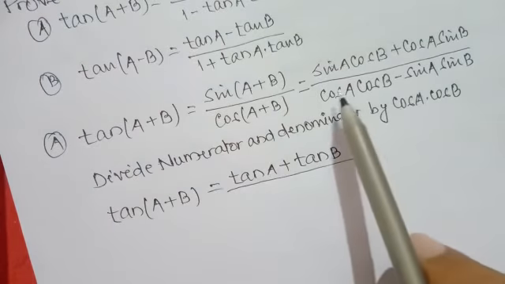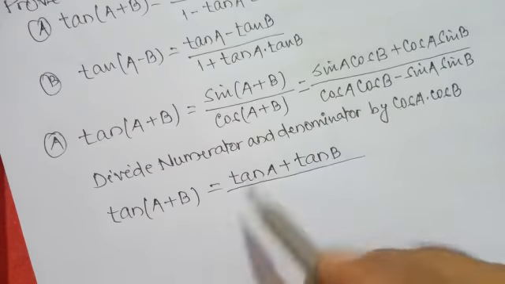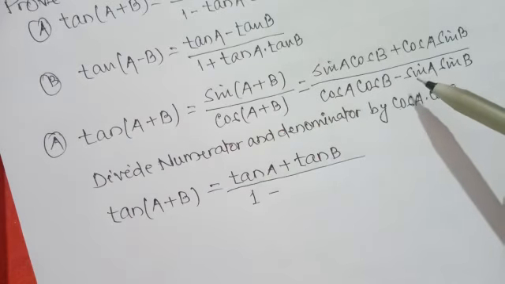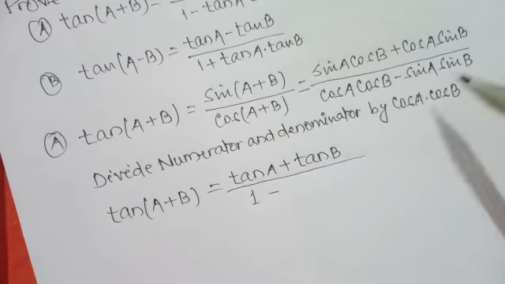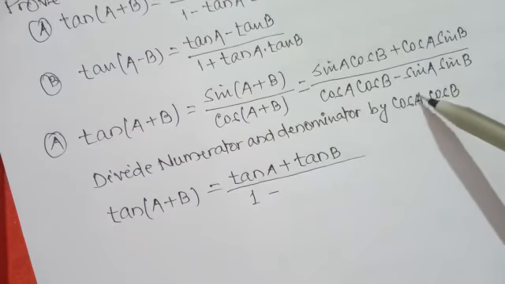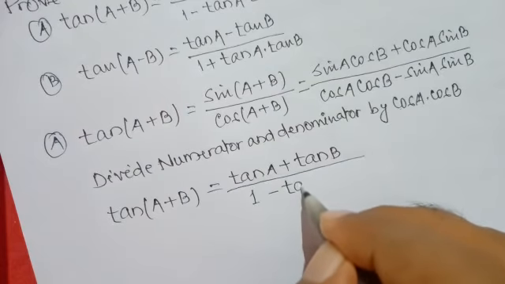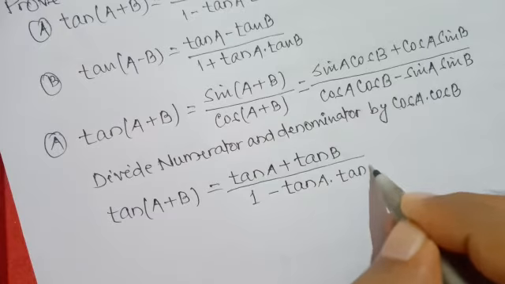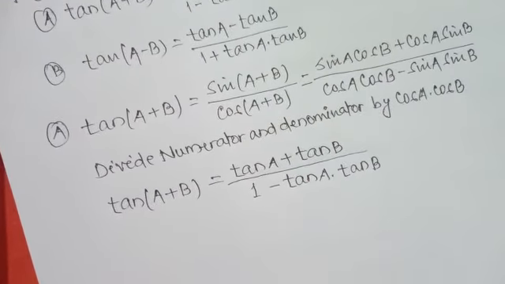In the denominator, cos A cos B when divided by cos A cos B becomes 1, minus sin A sin B divided by cos A cos B. No term is cancelled. Sin A upon cos A becomes tan A, and similarly sin B upon cos B becomes tan B. So it is tan A tan B. These all are formulas. You must remember these formulas while solving problems.